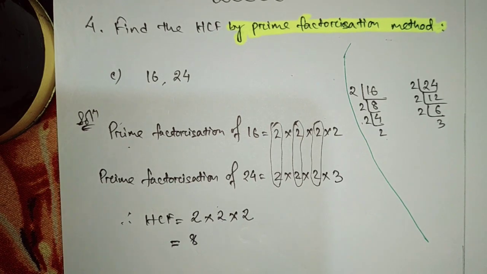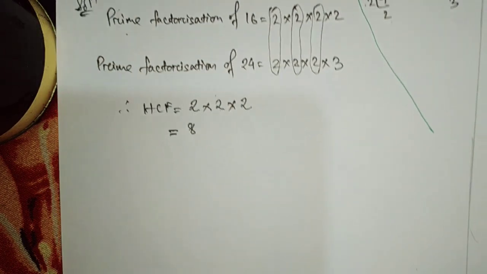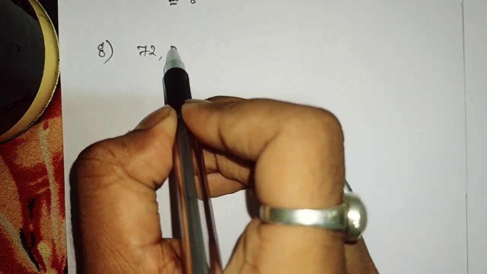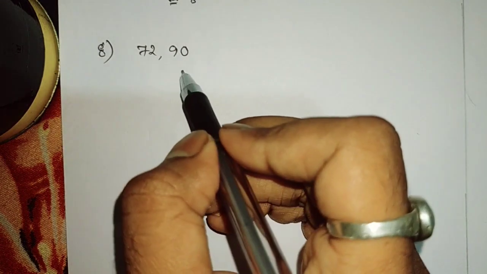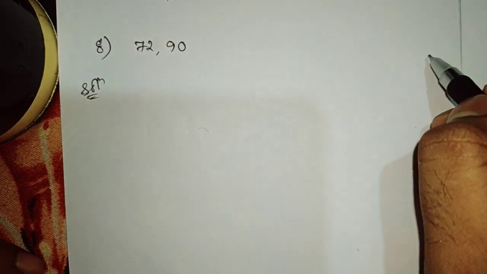Okay, to understand in a better way, let us take another example. Number G is 72 and 90. For 72 and 90 we have to find the HCF by prime factorization. Okay, so let's find out the prime factors of 72.